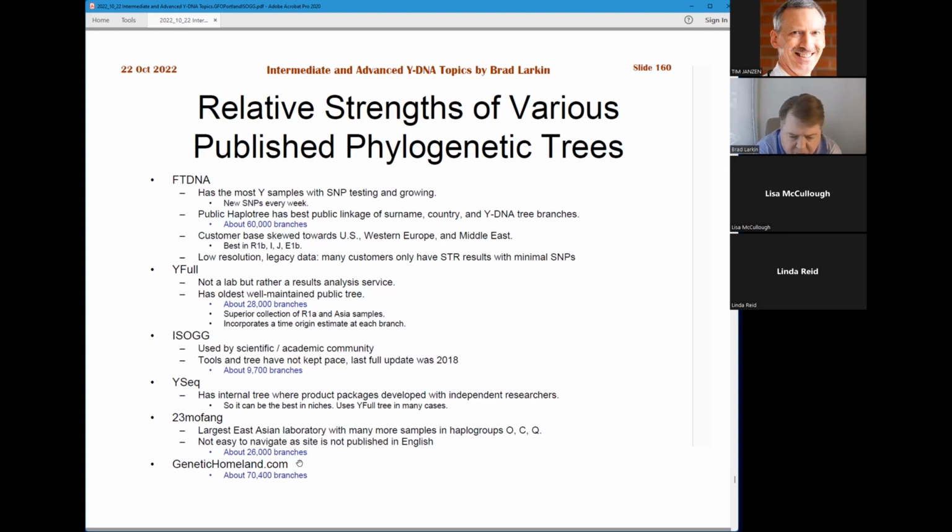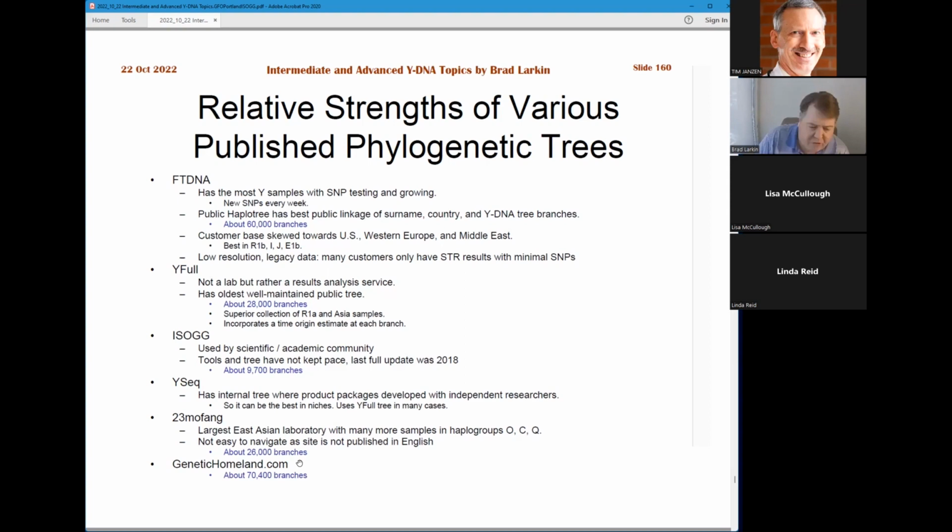YFull has the oldest well-maintained public tree, about 28,000 branches at this time. It's not a lab, but rather a results analysis service. They have superior collection of R1a and Asian samples because they are located in Russia, and they incorporate a time origin estimate at each branch. The ISOGG tree was used by the scientific and academic community. Tree and tools have not quite kept pace though. The last full update, I think, was 2018. It had about 9,700 branches on it.